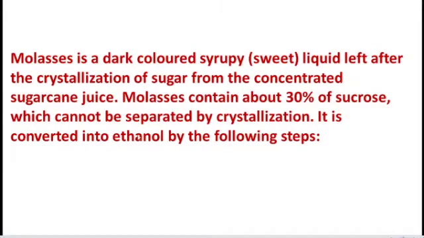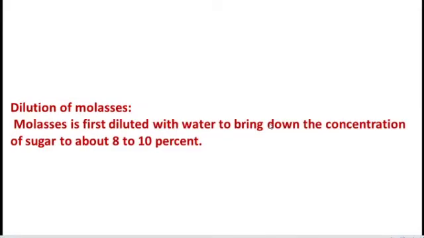It is converted into ethanol by the following steps. The 30% of sucrose is present in this molasses, which is not possible to separate by crystallization. What are the steps involved in the ethanol preparation? First step, dilution of molasses.